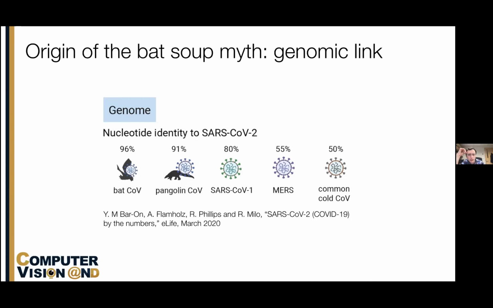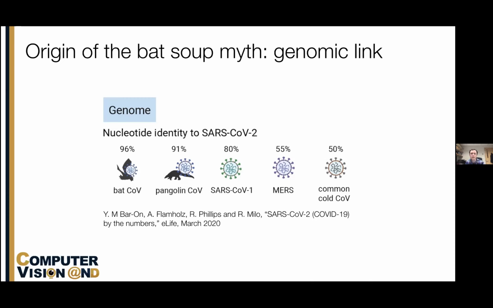the nucleotides in this new disease, which was later dubbed SARS-CoV-2, the virus that causes COVID-19. And then there were animal sources. We know that a number of animals also harbor coronaviruses.